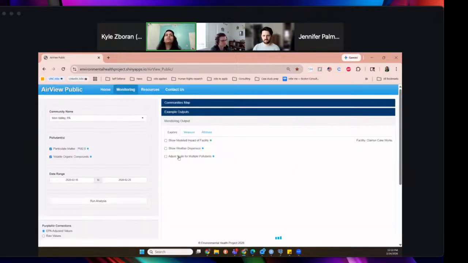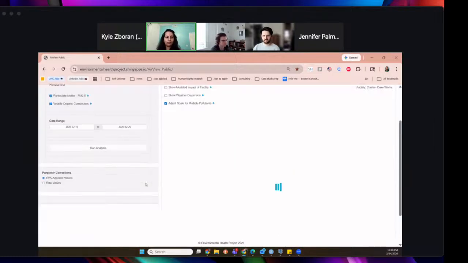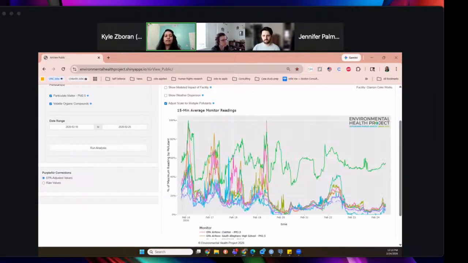And then we have a third option called adjust scale for multiple pollutants. If you're analyzing more than one pollutant at a time, what this does is normalize the scale so you can better compare pollutants that are measured in different units. It's like bringing them all to the same scale without actually impacting the data.